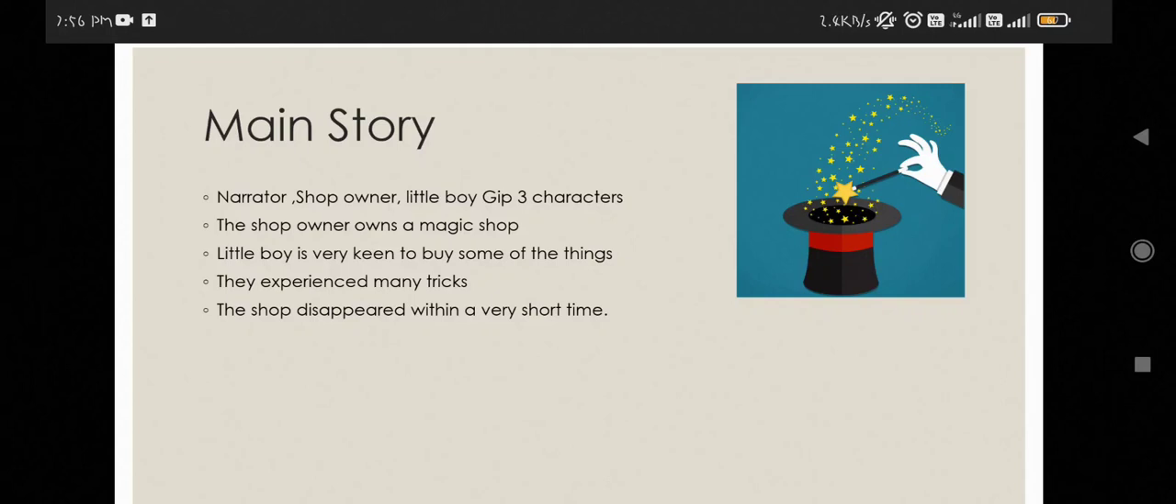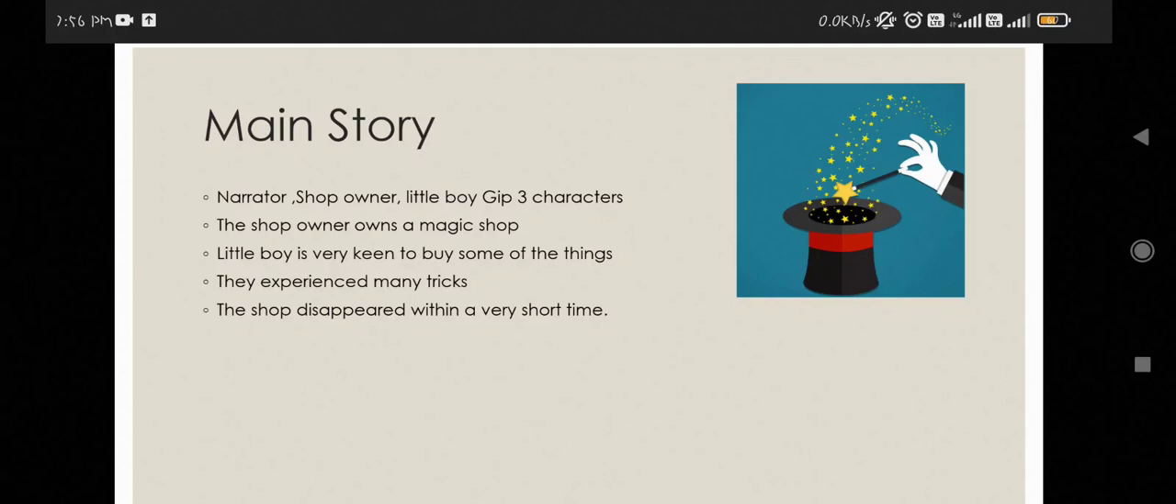Now the shopkeeper shows them many things. One of them was a glass ball, another was a sword, and the last one was a drum. He puts a drum on the little boy, who was very little, you know, and in a fraction of a second the boy disappears. So this really frightened his dad.